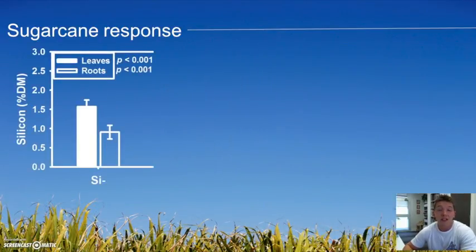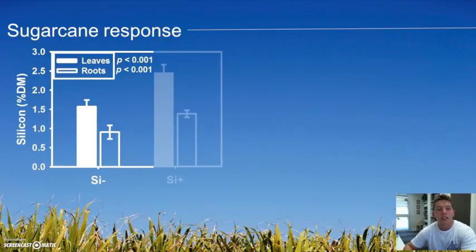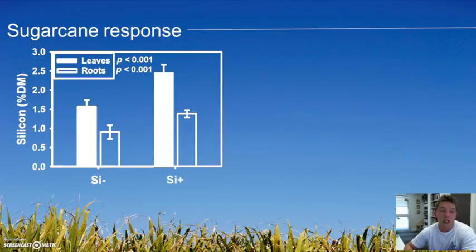I also measured the silicon concentration in the plant material. So this is looking at the leaves and the white bars and also the roots. And you can see that under the silicon treatment, we had a significant increase in both the leaves and the roots in response to this, basically confirming that the silicon treatments were being taken up and accumulating in the plant material.